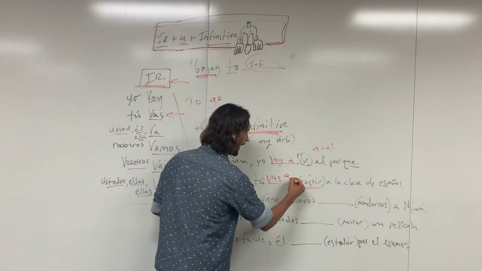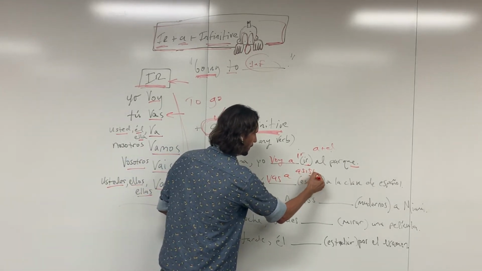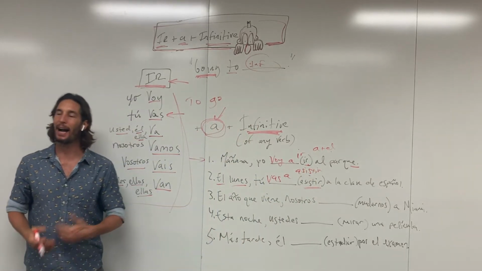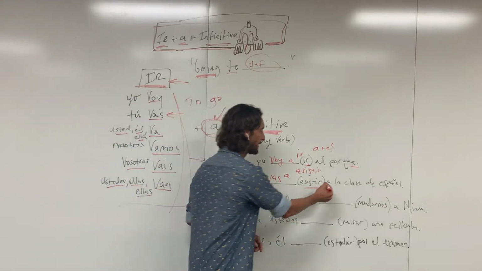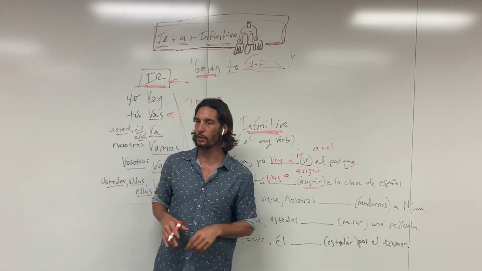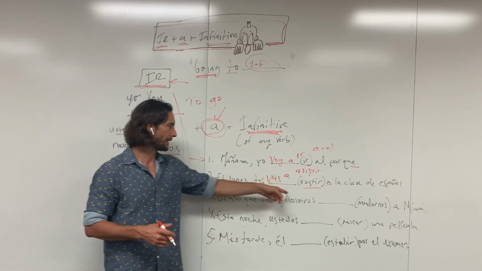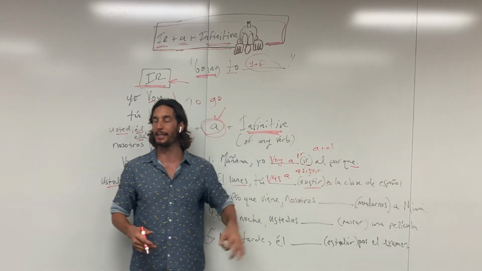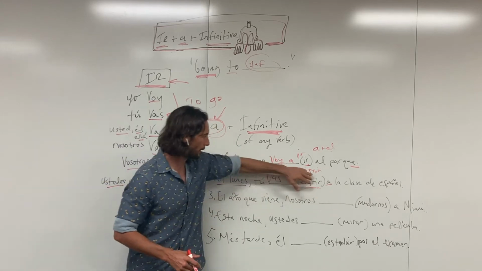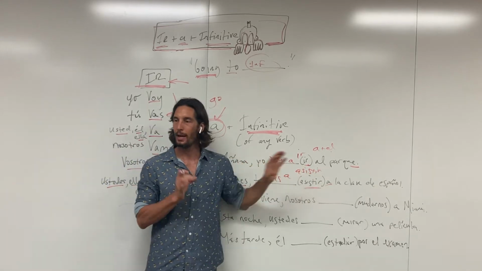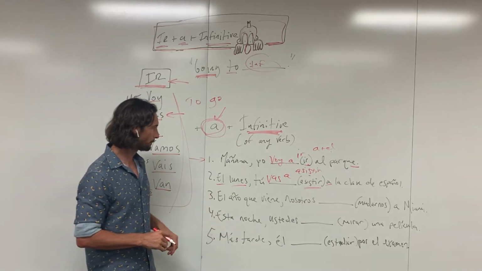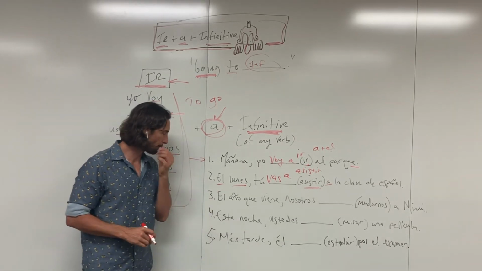And then we put our a there, and then we put our infinitive, right? Tú vas a asistir a la clase de español. And this a is here because you say asistir a, just in any circumstance. So you wouldn't just say asistir la clase de español, you would say asistir a la clase de español, right? And so that has nothing to do with this over here. It's just how asistir works as a verb. And so, good.